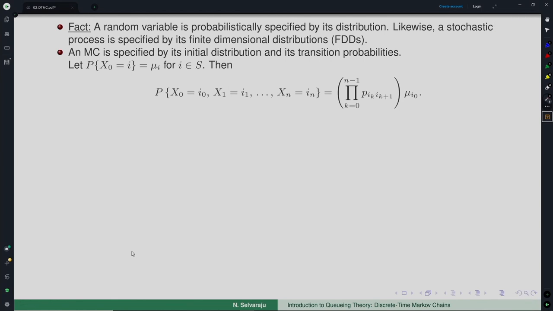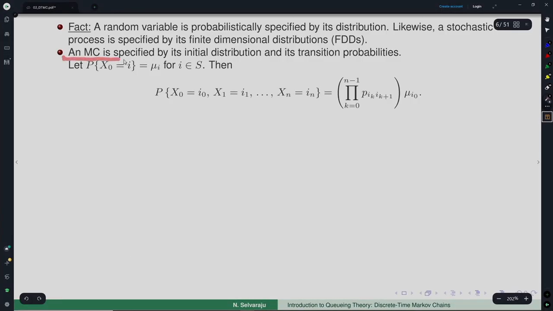Now, a random variable is probabilistically specified by its distribution. You know completely about a random variable if you know its distribution. Likewise, we said that a stochastic process, at least its distributional properties, is specified by its finite dimensional distributions. So, in the case of a Markov chain, can you have a complete description? It's possible. As we said, in many interesting processes the complete specification can be given in terms of some simple quantities. That's what we will see in the case of the Markov chain as well.